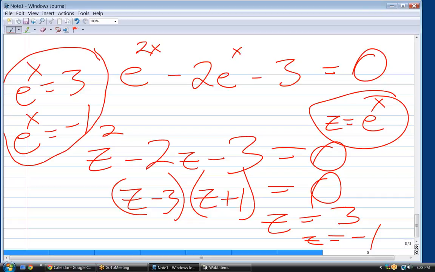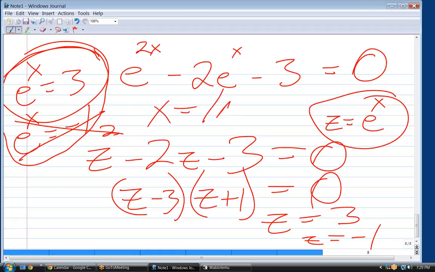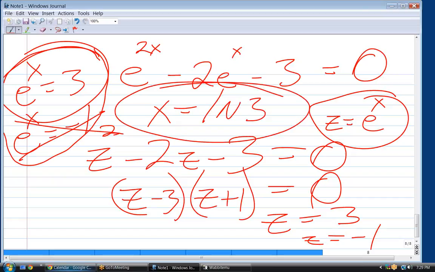The bottom one. You cannot take a positive number and raise it to an exponent and get a negative number. So this e to the x equals minus 1, that's an extraneous solution. The only problem I have to solve is that, and you know how to do that. In other words, x is going to be the natural log of 3. That's your final answer. x is going to be the natural log of 3, if you solve that part there.